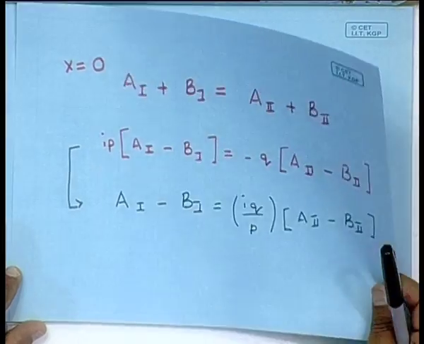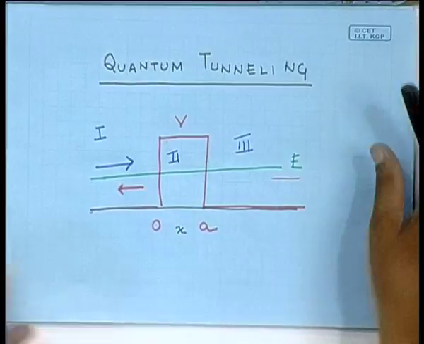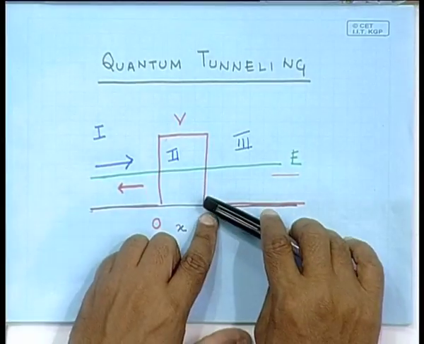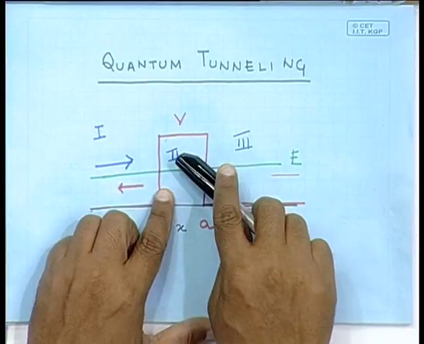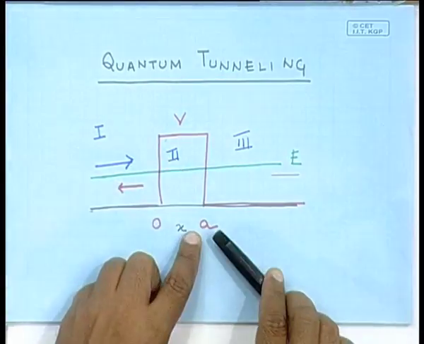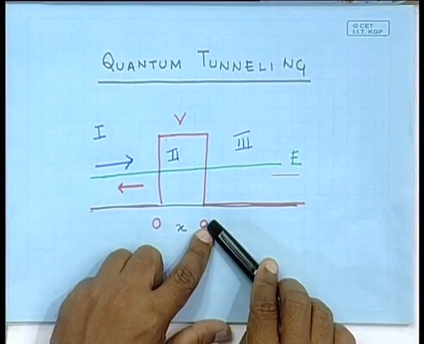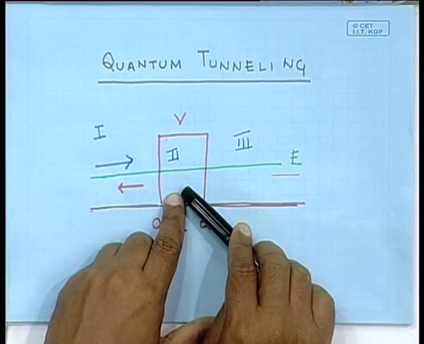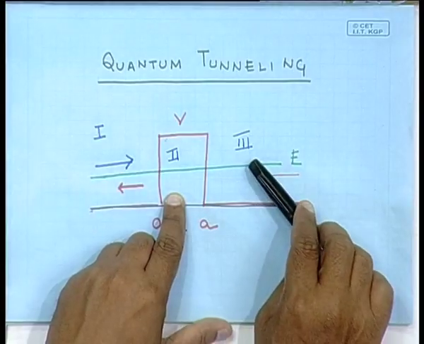Let us look at the other boundary that we have in this problem. In this problem, we have two boundaries, one over here and the other over here. So, let us look at now the boundary between region 2 and region 3. This boundary occurs at x equal to a. The left hand side is region 2, the right hand side is region 3.